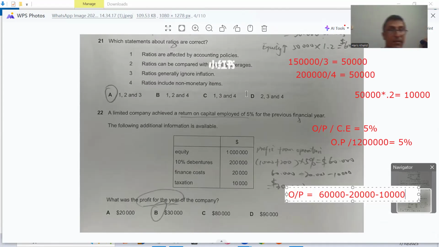Just go through it, write it down, whatever you want to write, and then we'll move forward for the next MCQs. Obviously, they belong to absorption and marginal costing.